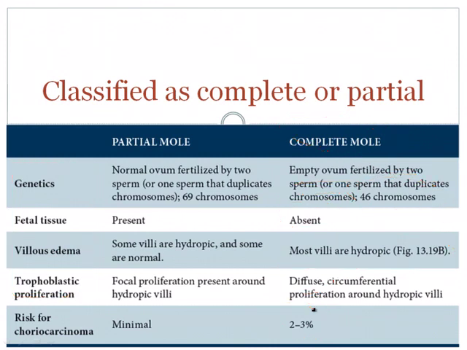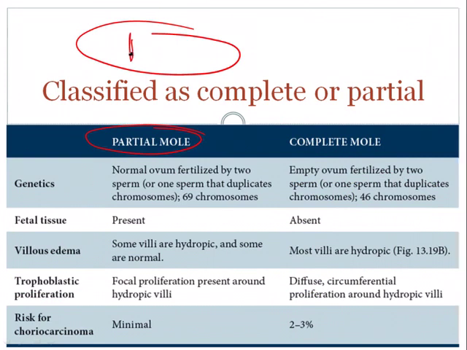Now let's look at partial mole. In partial mole, the problem is that you've got a normal egg with the chromosomal material of mom, and 2 sperm come in and fertilize that normal egg. So when 2 sperm fertilize that normal egg, we're now going to have 69 chromosomes, right? 46 from dad and 23 from mom. Now it's a partial mole, so it'll have part fetus, part mole. So fetal tissue will be present.